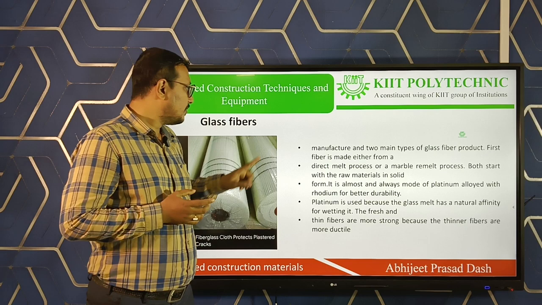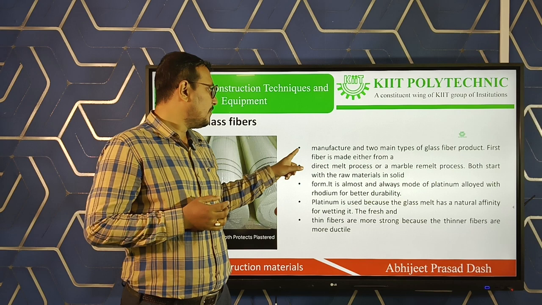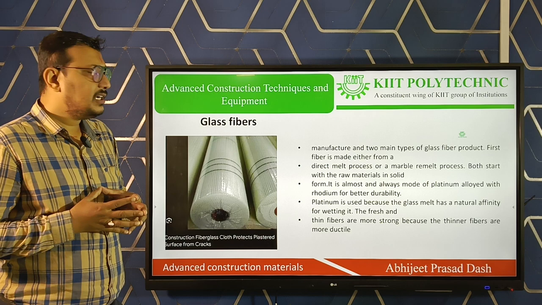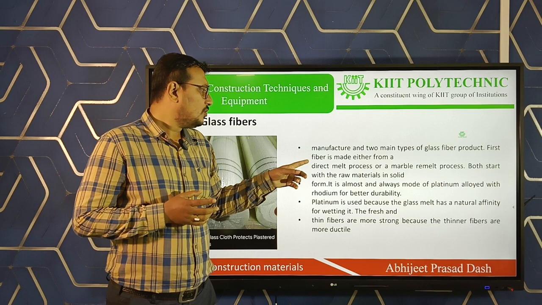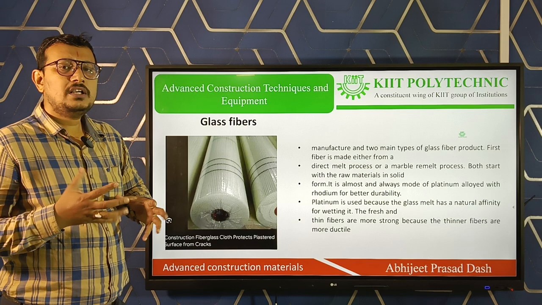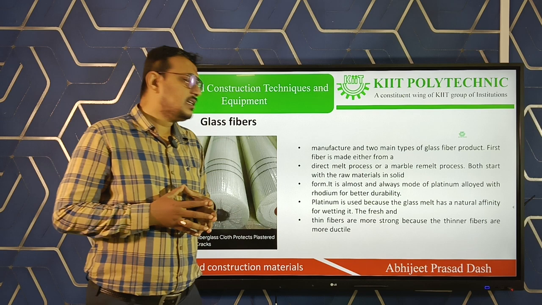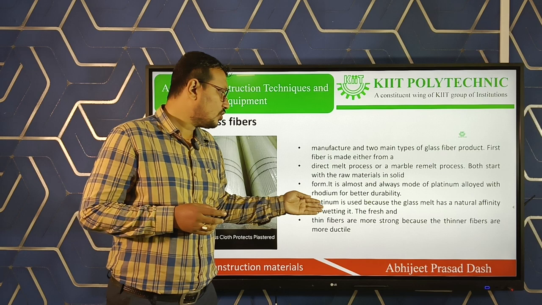There are two main types of glass fiber manufacturing and two main types of glass fiber product. The fiber is made either from a direct melt process or a marble remelt process. Both start with the raw material in solid form. It is almost always made of platinum alloy with rhodium for better durability. Platinum is used because the glass melt has a natural affinity for wetting it. The fresh, thin fibers are stronger because thinner fibers are more ductile.